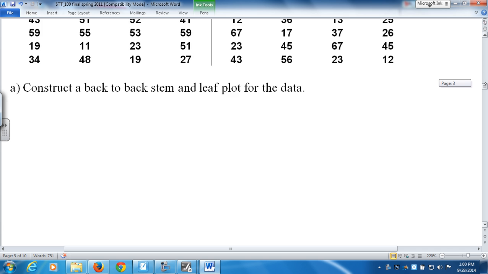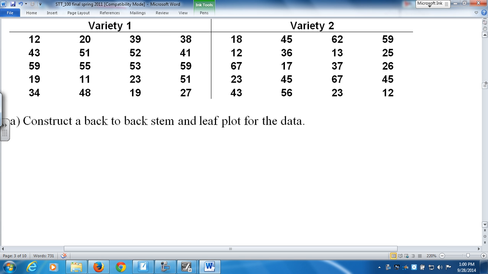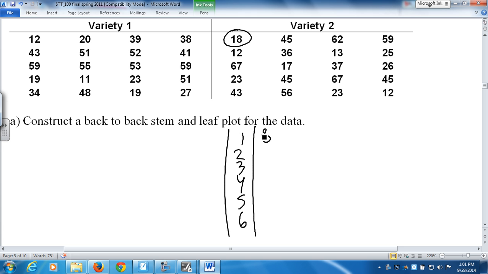Let's do that, because it's a simple idea, but it can be a little bit tricky. So what are the stems here? Start from 1: 1, 2, 3, 4, 5, 6, right? This is the highest value. So that's the stem in the middle. Now, for variety 2, the leaves will be on the right, while for variety 1, the data will be on the left. Take this value, for example, 18. The stem is 1 and the leaf is 8. So where are you going to put the 8? On the right, because on the right I put variety 2.